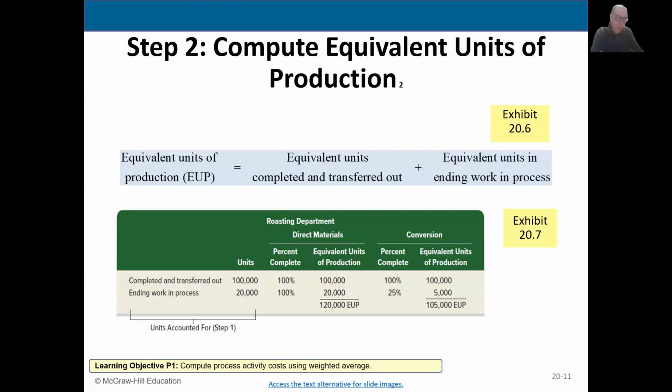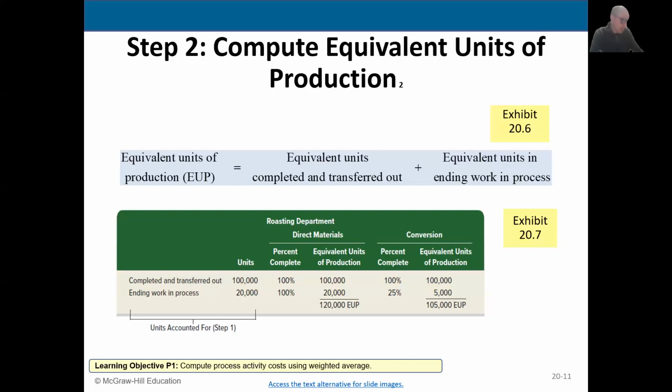Then we take the ending work in process. For direct materials, ending work in process was 20,000 units at 100%, because remember, that's at the direct materials. Direct materials we know is at 100%. 20,000 times 100% is 20,000, giving us equivalent units of production for direct materials of 120,000 equivalent units of production.